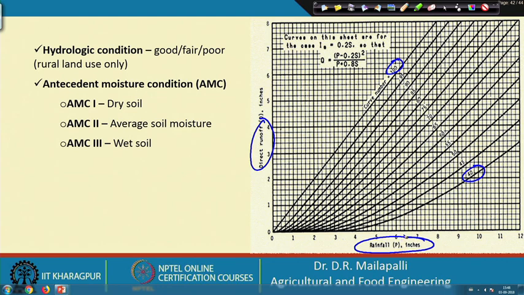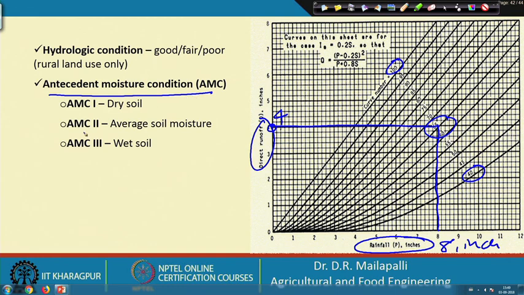Knowing the rainfall, for example 8 inches, on, let us say, a curve number of 65, the corresponding runoff will be 4 inches here. So out of 8 inches of rain, 4 inches turns into direct runoff for a curve number of 65.